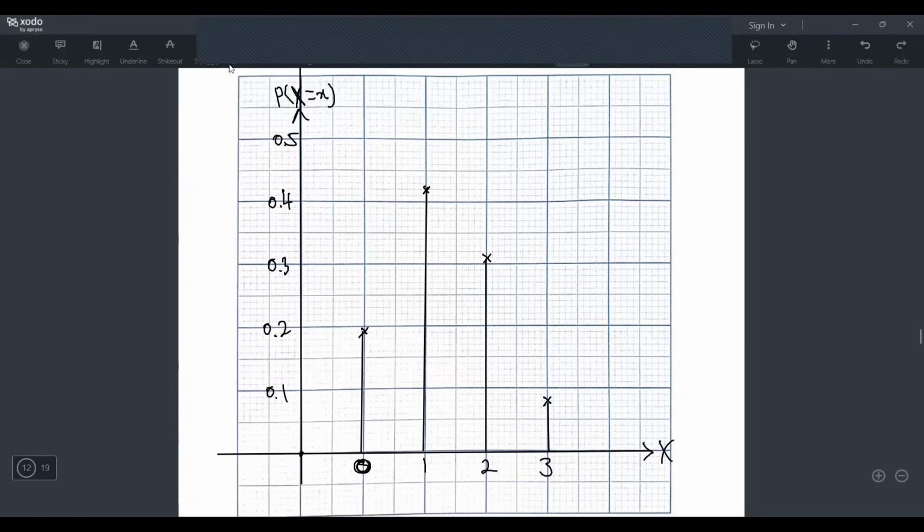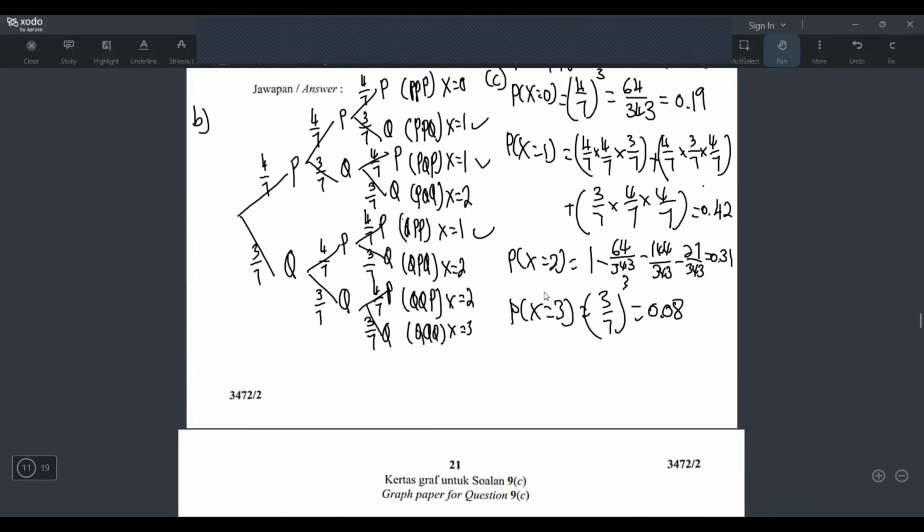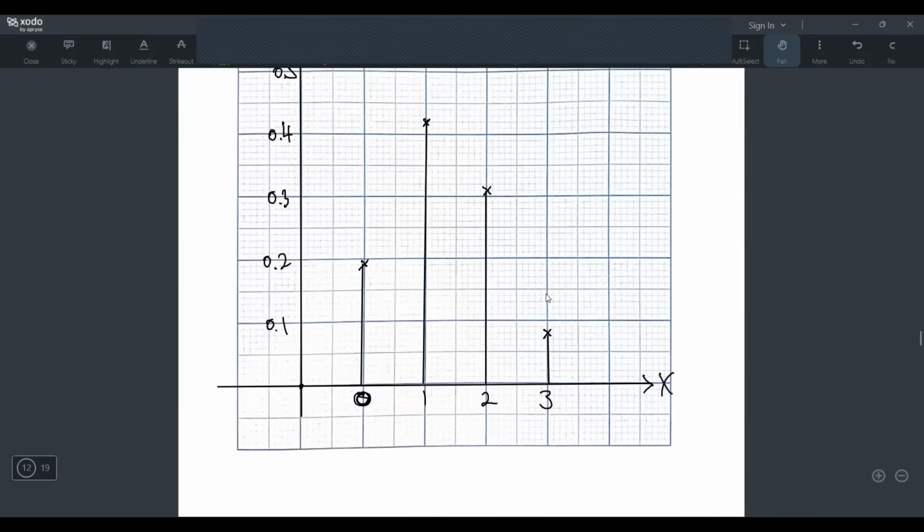Okay, I know in the marking scheme they write P(X = r), right? But it's the same thing actually. You want to write x also can, r also can. Okay, it's the same. Okay, did I do everything correctly? Draw a graph. Yeah, I think I did everything correctly already. So this is the answer.